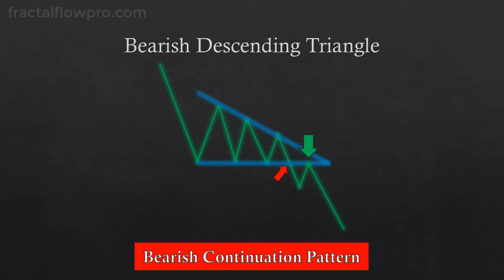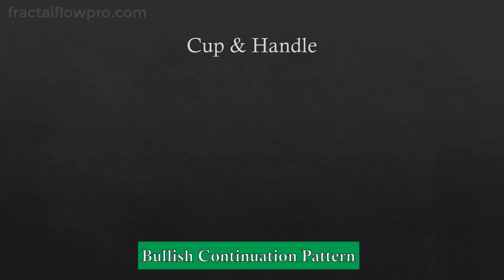The stop can be above the highest high in the triangle as a standard, or above a confirmed supply zone, and the take profit target at least 3 times as big as the stop. To finish off the continuation chart patterns, we have the cup and handle pattern, which has a bullish and a bearish variation. Let's begin with the bullish variation first.